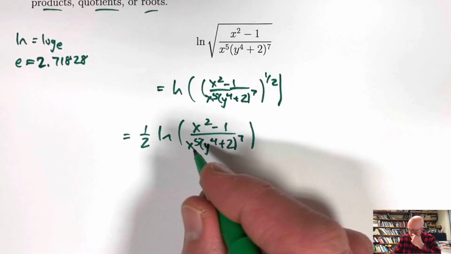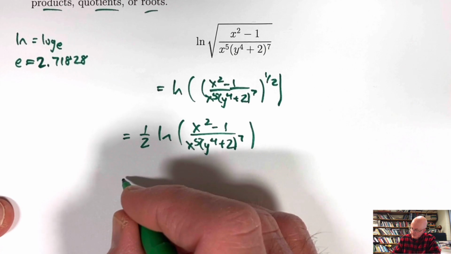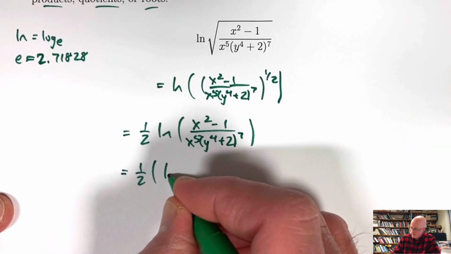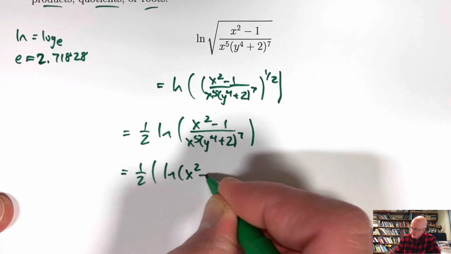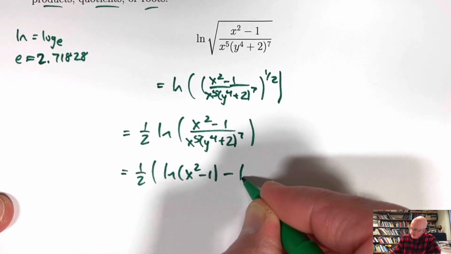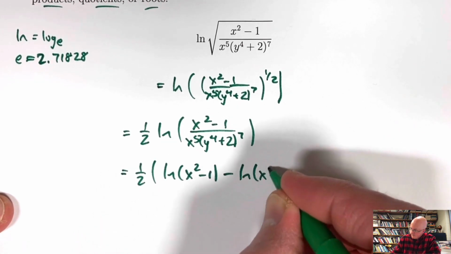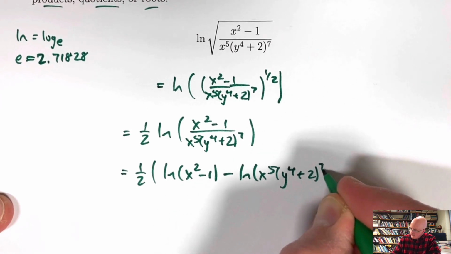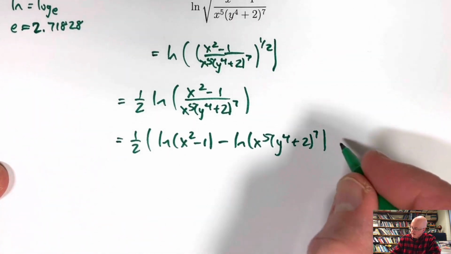Then I have the log of a quotient. Write that as the difference of two logs. Keep the 1/2 out in front. Use parentheses so you don't make a mistake. The 1/2 is going to get multiplied by everything. So you would write this. I will multiply the 1/2 back through. That would be a typical kind of thing to do.